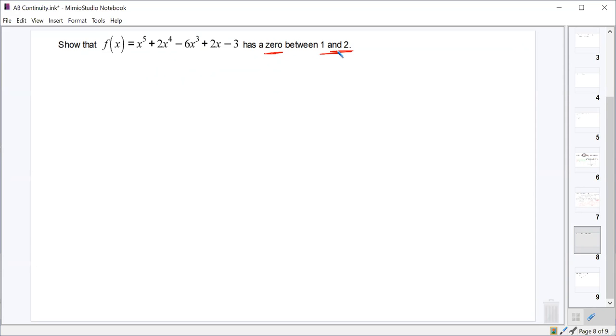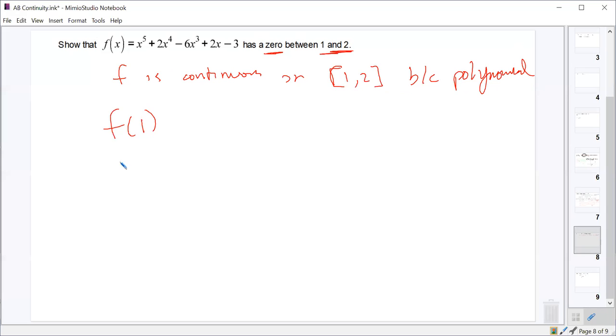So the intermediate value theorem would say that if f of x is continuous, right? And is f of x continuous? Yes, it's continuous on the interval from 1 to 2 because it's a polynomial. Then if there's also a sign change between f of 1 and f of 2, then since it's continuous and 0 would occur between the sign change, there must be a root or a 0 between 1 and 2. So we have to find f of 1 and f of 2.